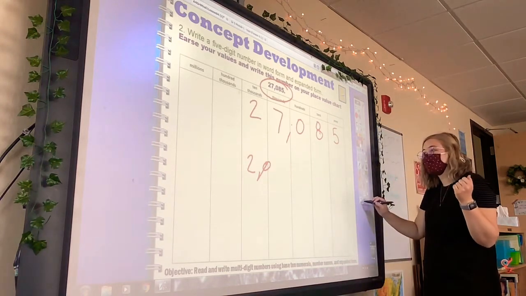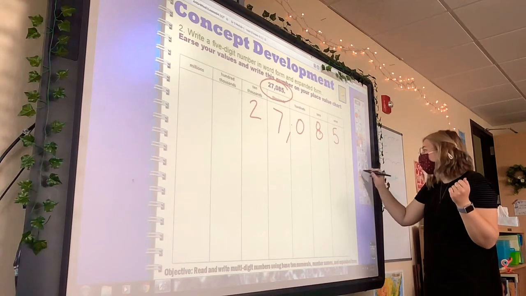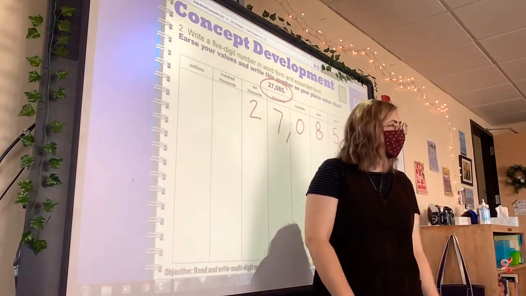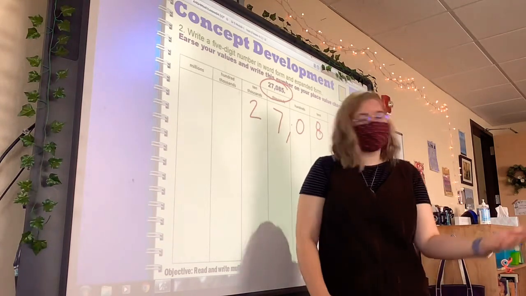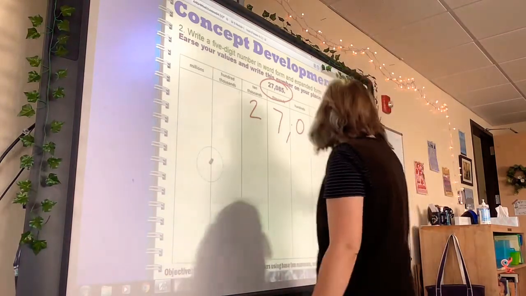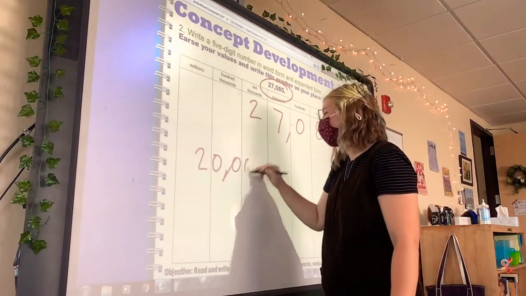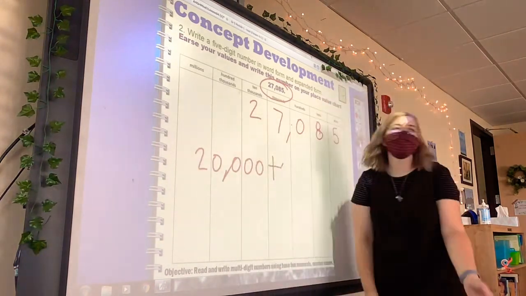So I've got to multiply that by 10. So what is 2 times 10? Go. 20,000. Oh, 2 times 10? Oh no. 20. 20, okay? So I'm going to start you off, and then you're going to do the rest. So 20,000 plus, and then you do the rest. Ready, go.